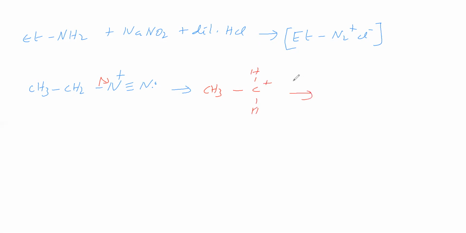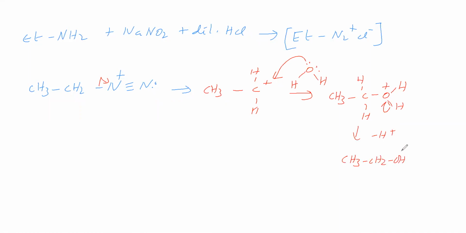Then this carbocation is attacked by a water molecule. The water molecule is attacking this carbocation, so that we are getting CH3, CH2, and this water, and this oxygen is having positive charge. So now this bond is migrating, so H plus is leaving. So we are getting CH3, CH2, OH. Ethanol we will get.